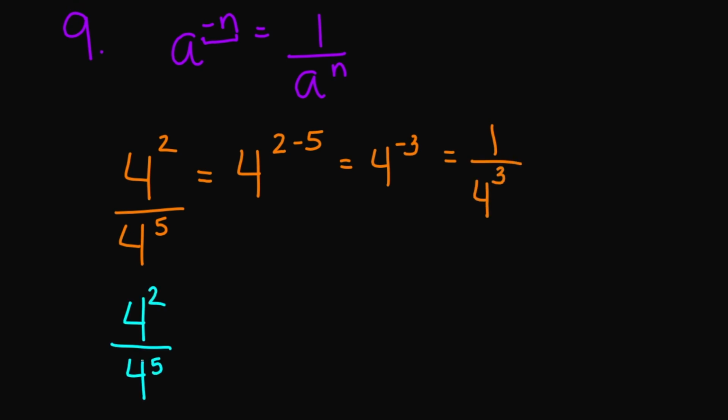You can take the shortcut way. Because my bases are the same, I can just bring my 2 down to my denominator. So this will turn into 1 over 4 to the 5th minus 2, which is going to equal 1 over 4 cubed. So you do get the same answer.